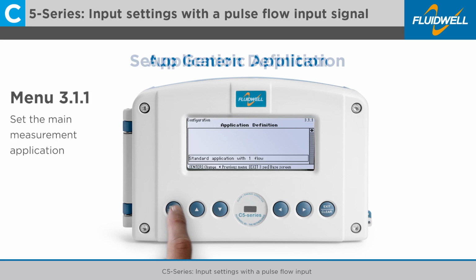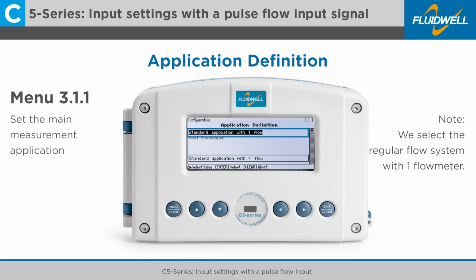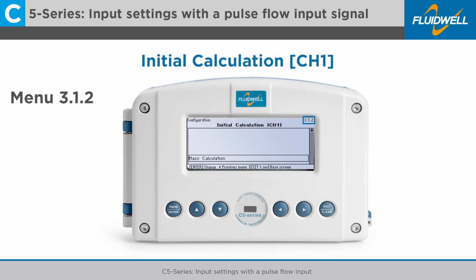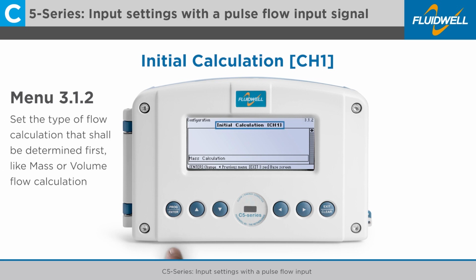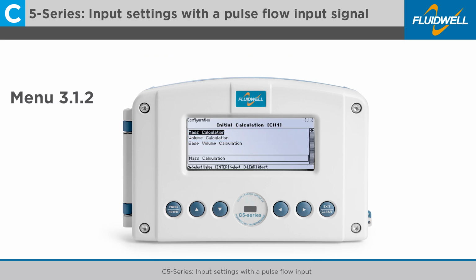In menu 3.1.1, Application Definition, you can set the main measurement application, a regular system with one flowmeter or a heat exchanger. In menu 3.1.2, Initial Calculation, you can set the type of flow calculation that shall be determined first, depending on the type of flowmeter signal, like mass or volume flow calculation.